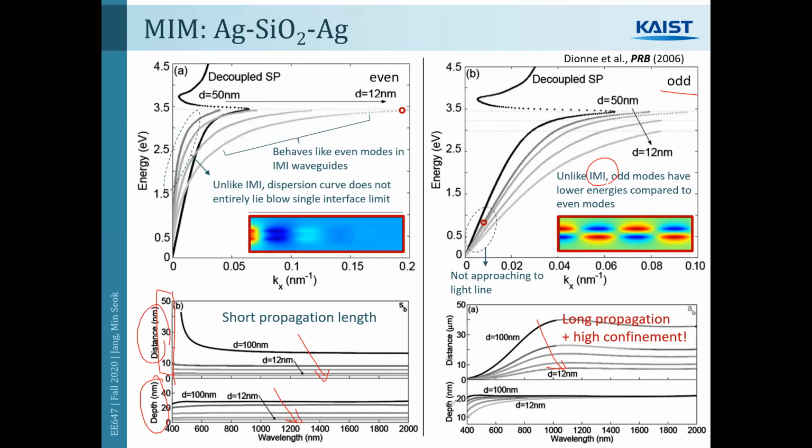And then in terms of depth, confinement, you see here penetration depth is about a few tens of nanometers, which is decent, right? So you can basically make a confined mode with a reasonable propagation. So this can be an interesting choice for a plasmonic waveguide.